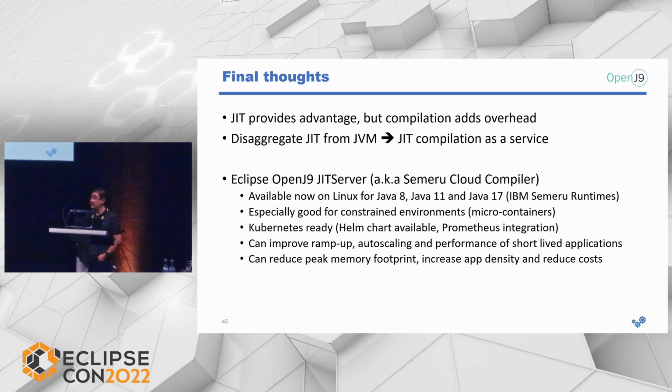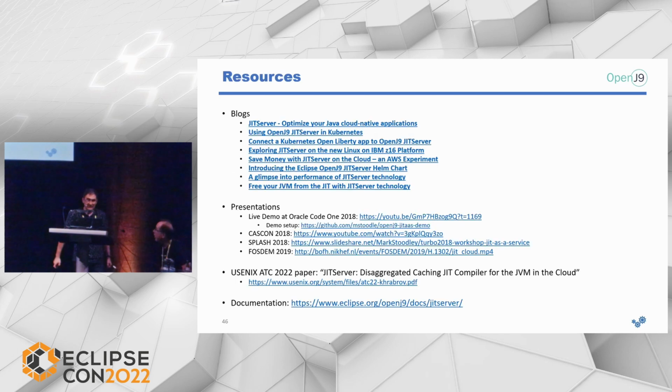It's called JITServer. It also goes by the name of Semeru Cloud Compiler. It's available right now on Linux for Java 8, 11, and 17. And it's especially good for constrained environments, so think microcontainers. It's Kubernetes ready, and it gives you a lot of performance benefit. It can improve ramp up, auto-scaling, performance of short-lived applications. It can reduce your peak memory footprint and increase application density and reduce cost of Java applications running in the cloud. That concludes our presentation.